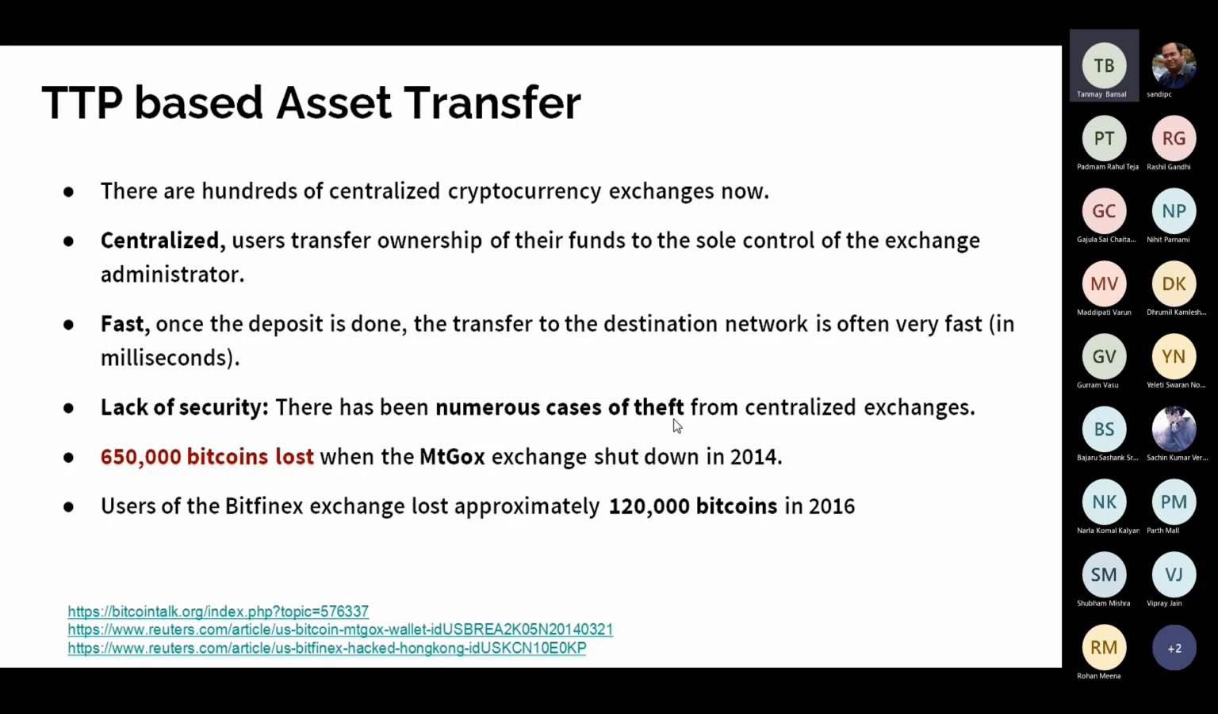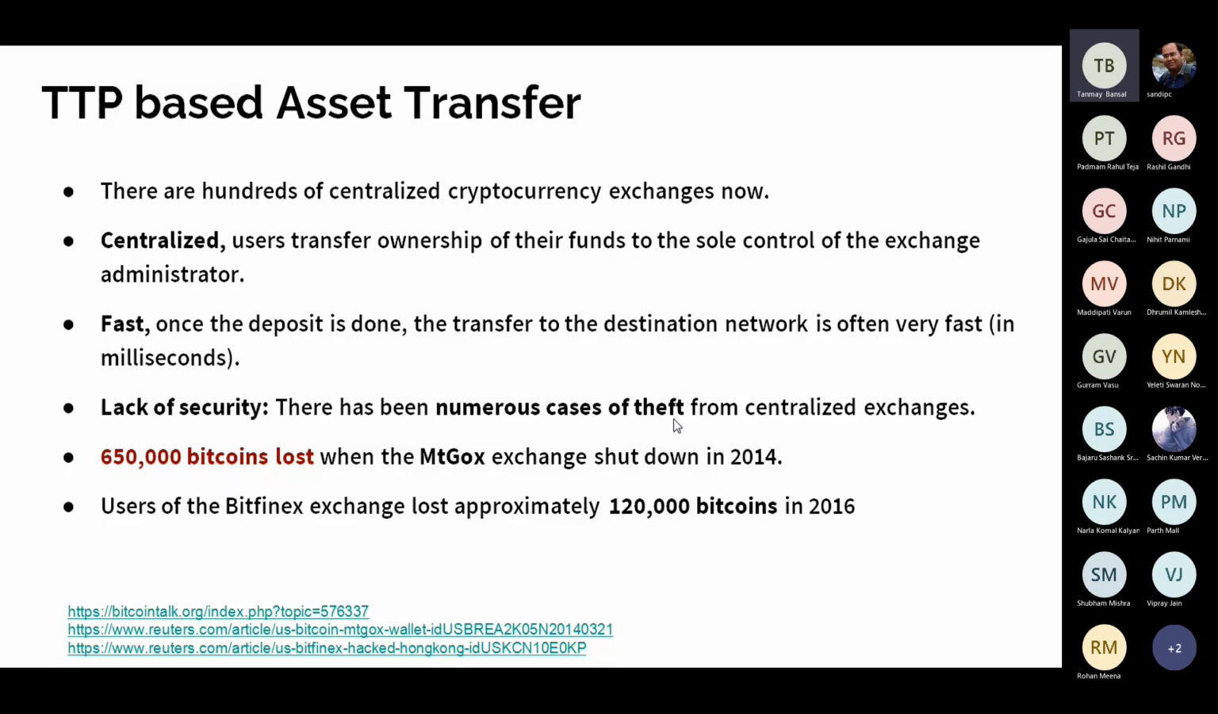Once it is done, the transfer is often very fast. It depends on how quickly they can do the transfer. But there is a lack of security. If there is an attacker who is targeting the exchange, then there could be a chance that there will be theft from the centralized exchange.